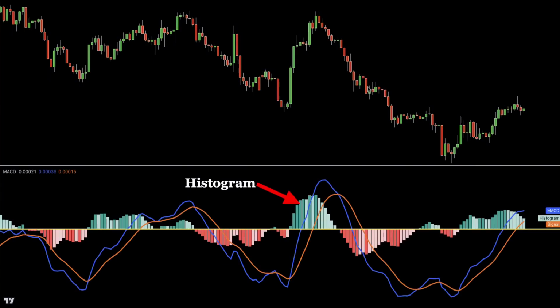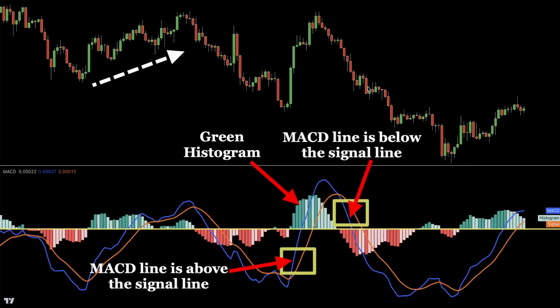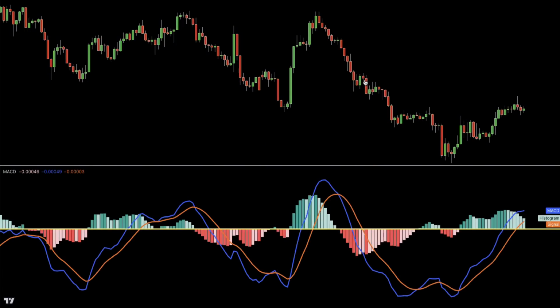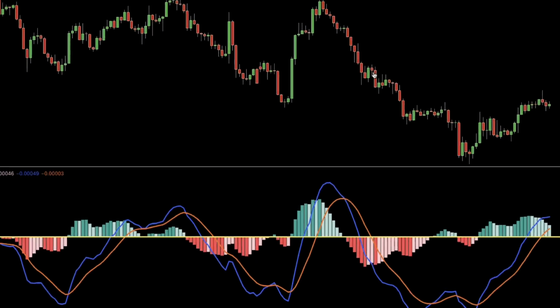Lastly, there's the histogram. The histogram represents the difference between the MACD line and the signal line. When the MACD line is above the signal line, the histogram displays green bars above the zero line, indicating upward momentum. When the MACD line is below the signal line, it shows red bars below the zero line, signaling downward momentum. The zero line serves as the baseline for these components, helping traders visualize whether the market is in a bullish or bearish phase. To summarize, the MACD indicator consists of the MACD line, the signal line, and the histogram, all working together around the zero line to give you insights into market trends and momentum.